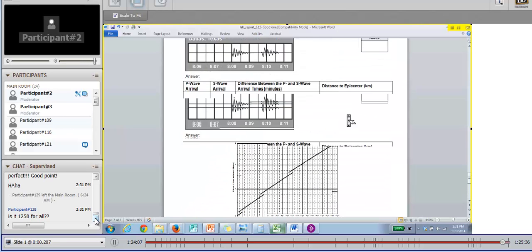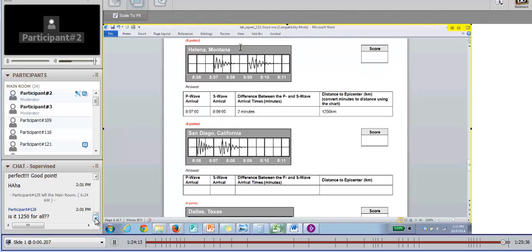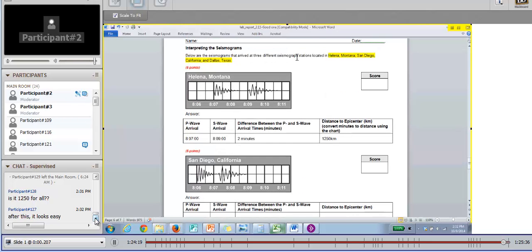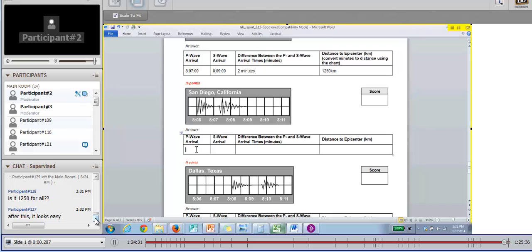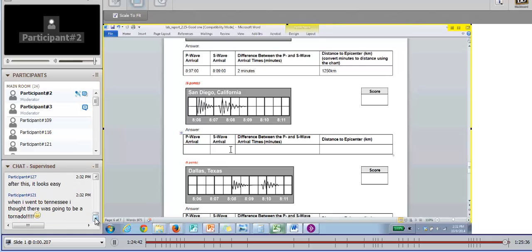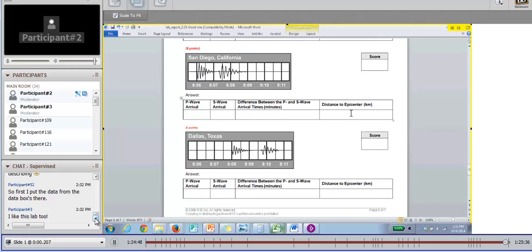No, Lauren. Let me scroll up, Lauren, and show you. It's not 1250 for all. See each one of these? You see, Lauren, how Helena, Montana has its own seismogram. The whole station is called a seismograph. San Diego has its own. So the P wave arrival for San Diego is going to be much different. It takes some time to figure out, but like I said, I really like this lab. So you'll have a different distance for all 3 points.